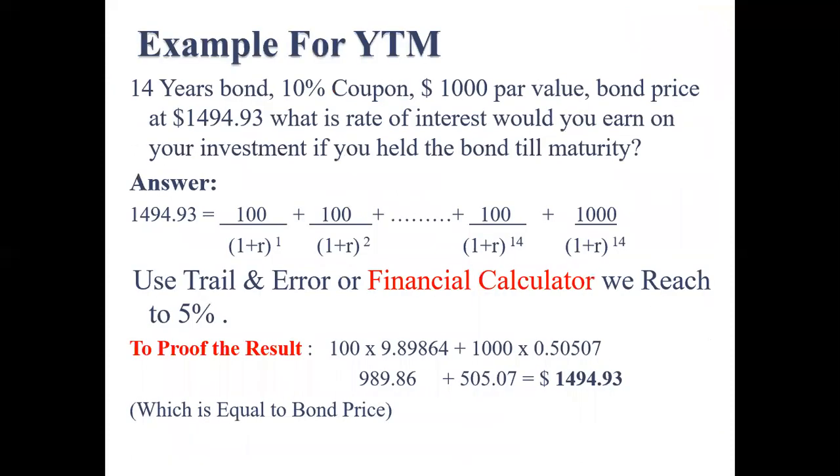So let's see. If I have a 14-year bond, 10% coupon, 1,000 par value, and the bond price is 1,494.93, so I have here the present value. I know the installment, or the coupon values, and then I have the face value. So what do I need to determine? The interest rate. We can use trial and error with the financial calculator to find it, but we can also use Excel to find the yield to maturity, YTM.